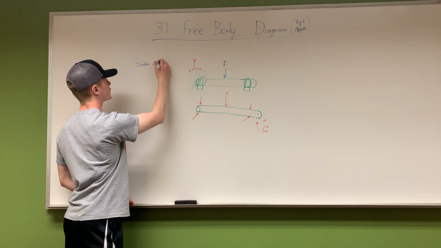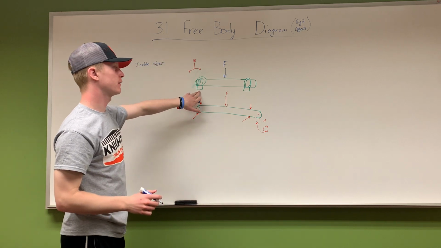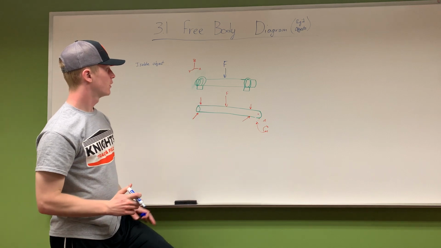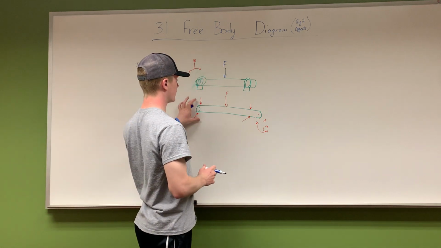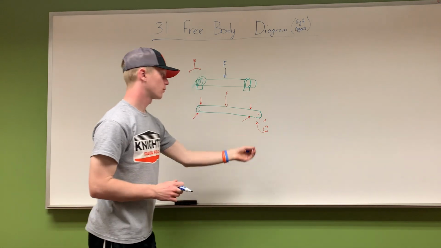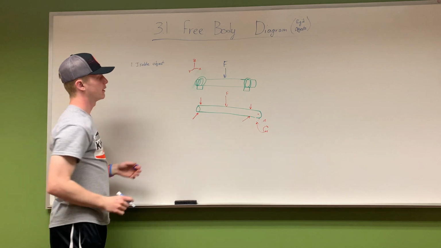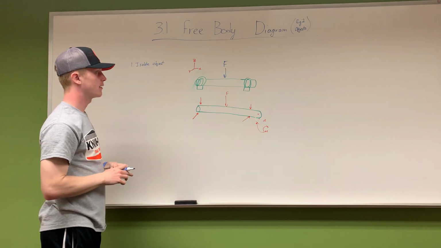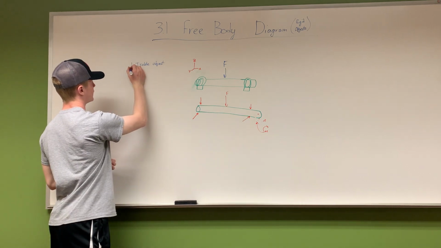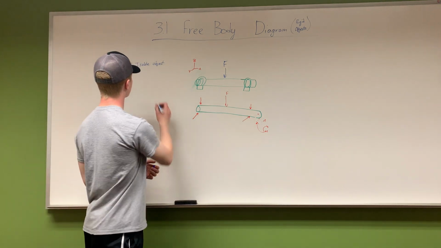So you want to isolate your object, and that's what you actually draw. Like here we technically have 3 objects, I would consider it, plus a force. So you want to isolate just the thing you want to analyze, in this case, this cylinder, this rod, whatever you want to call it. Then you want to identify, you can do it in either order, I guess, your forces acting on it or your constraints first.